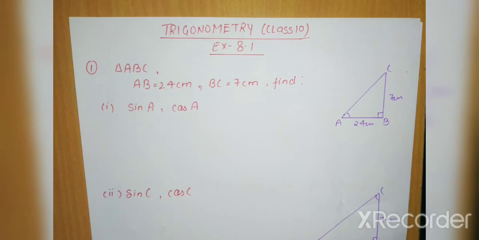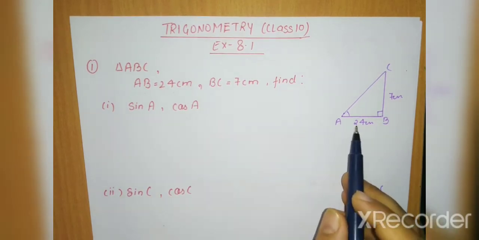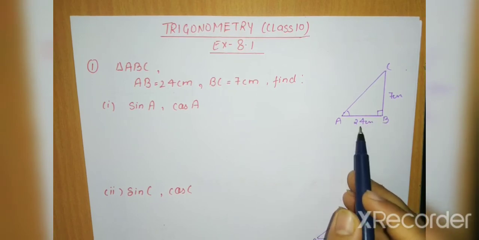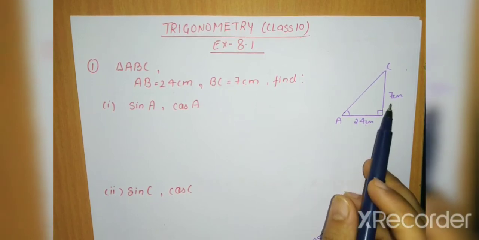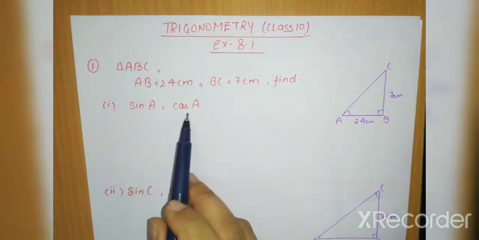Namaste and welcome students. This is exercise 8.1 of trigonometry. Let's start with question number 1, where we are given a triangle ABC, right-angled at B. AB is equal to 24 centimeter and BC is equal to 7 centimeter. We have to find the value of sine A and cos A.